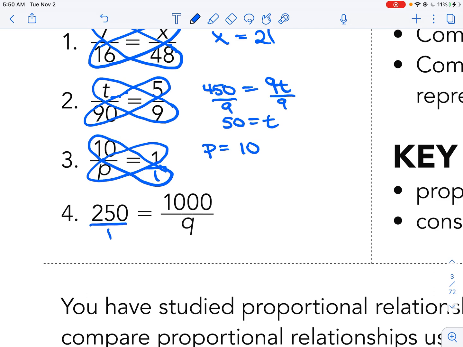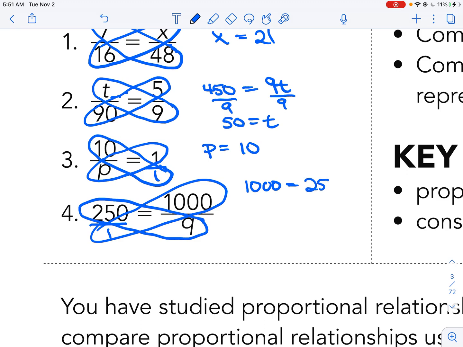Again, 250 is over 1, so I multiply these together right here, and I get 1,000 equals, and I multiply these two together, 250q. I divide 250q on both sides. If you don't know, that goes like that because I can divide out 10 on both of them. 100 divided by 25 is going to get me 4.